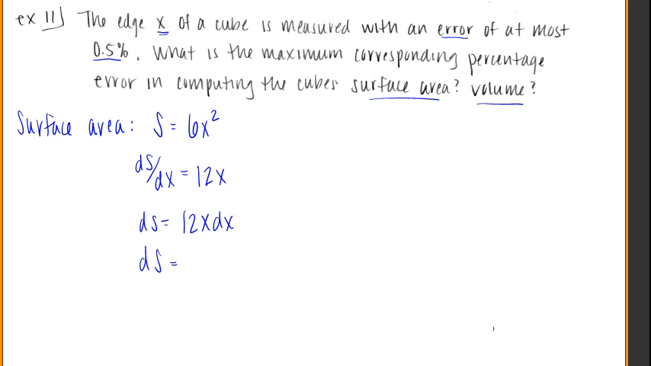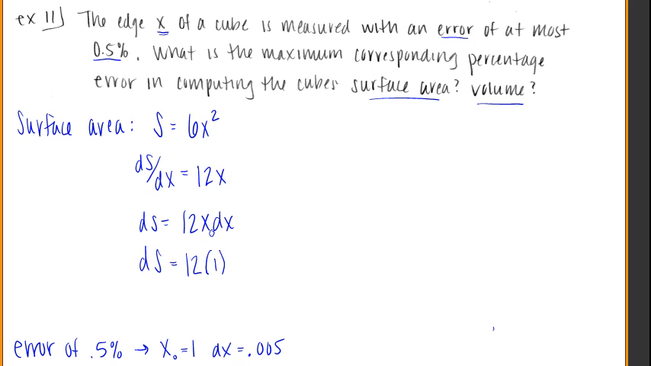So dS is going to equal 12, and then what we need to do is figure out what x naught is, and what the change in x is. That's where the error of at most 0.5% comes in. What that means is that if you have an x value of 1, then the change is going to be 0.005. Or if x equaled 100, then the change would be 0.5. But we're going to go by just a unit of 1.